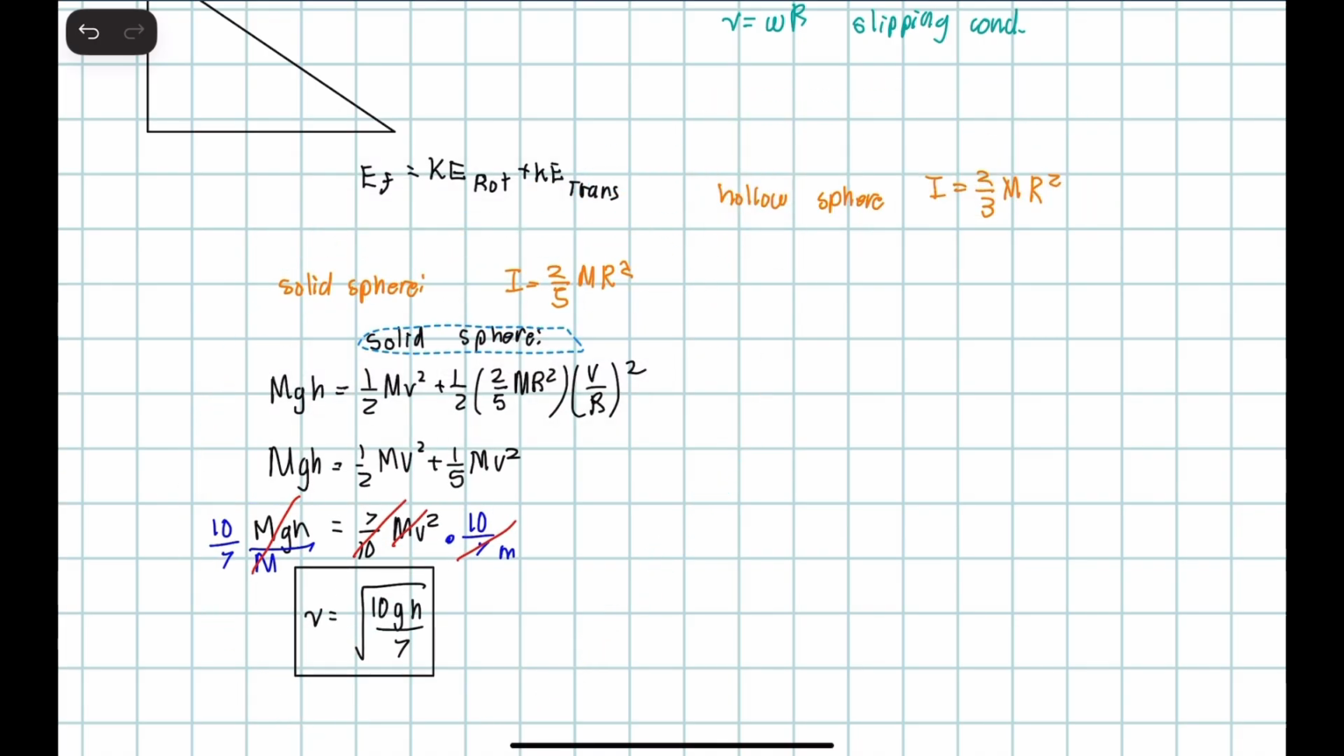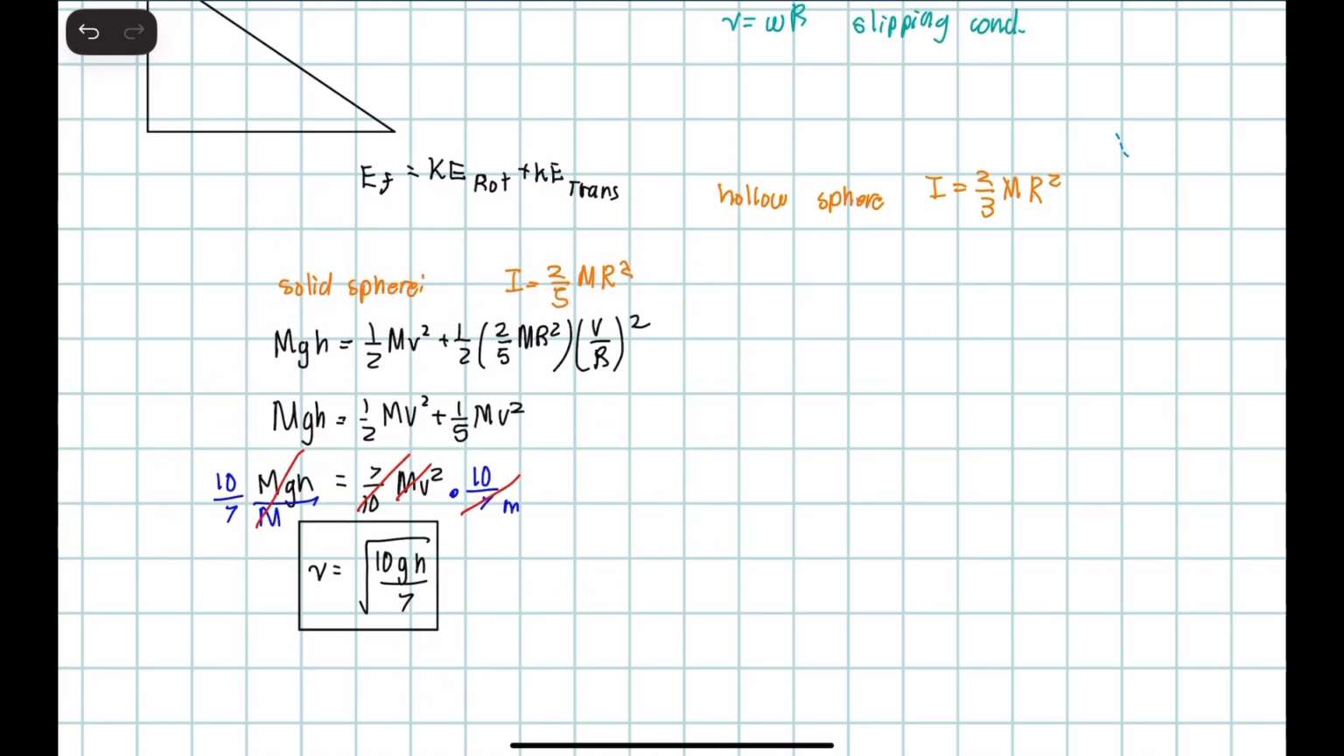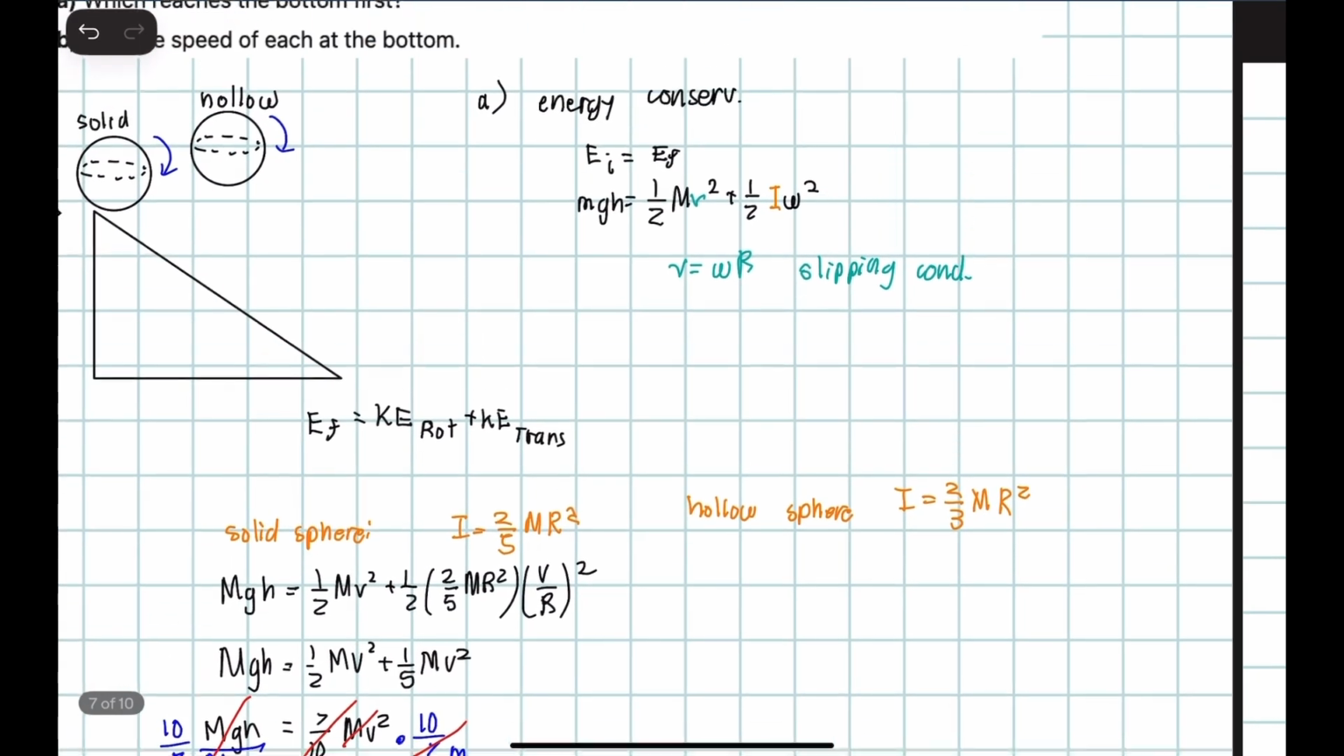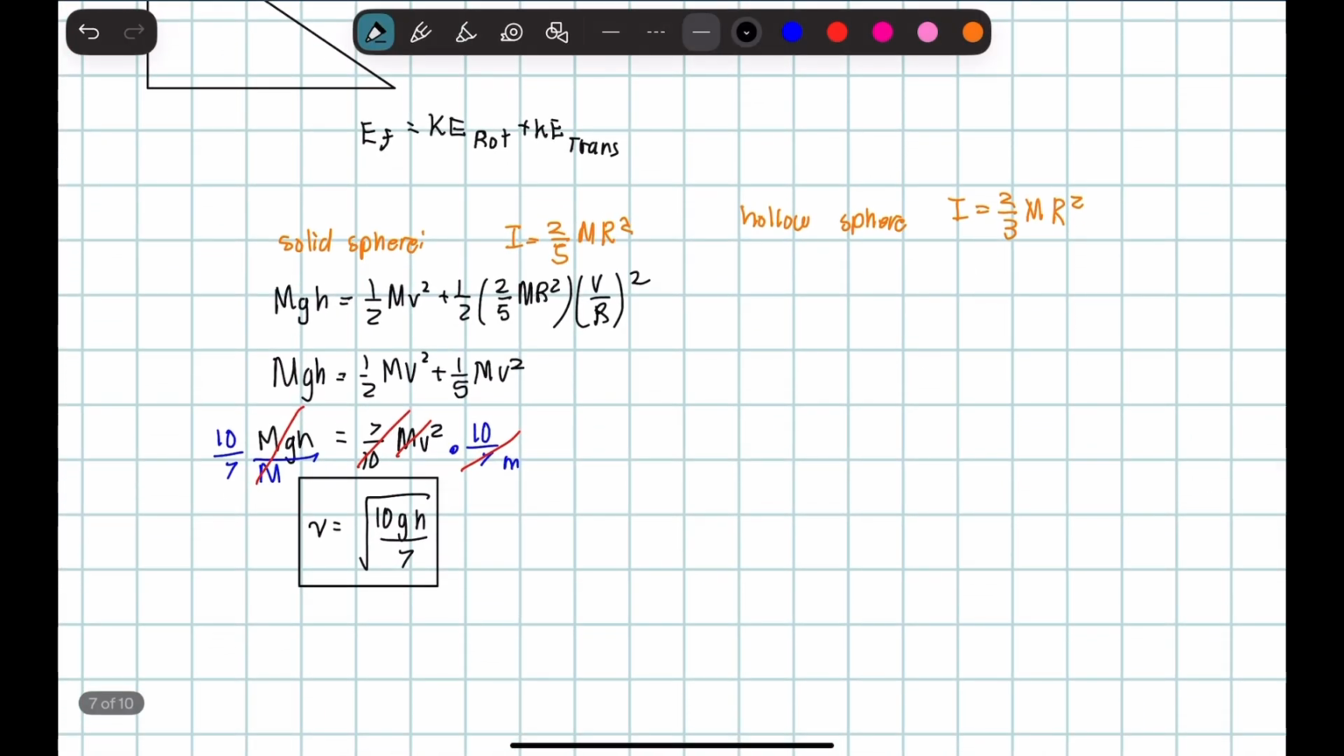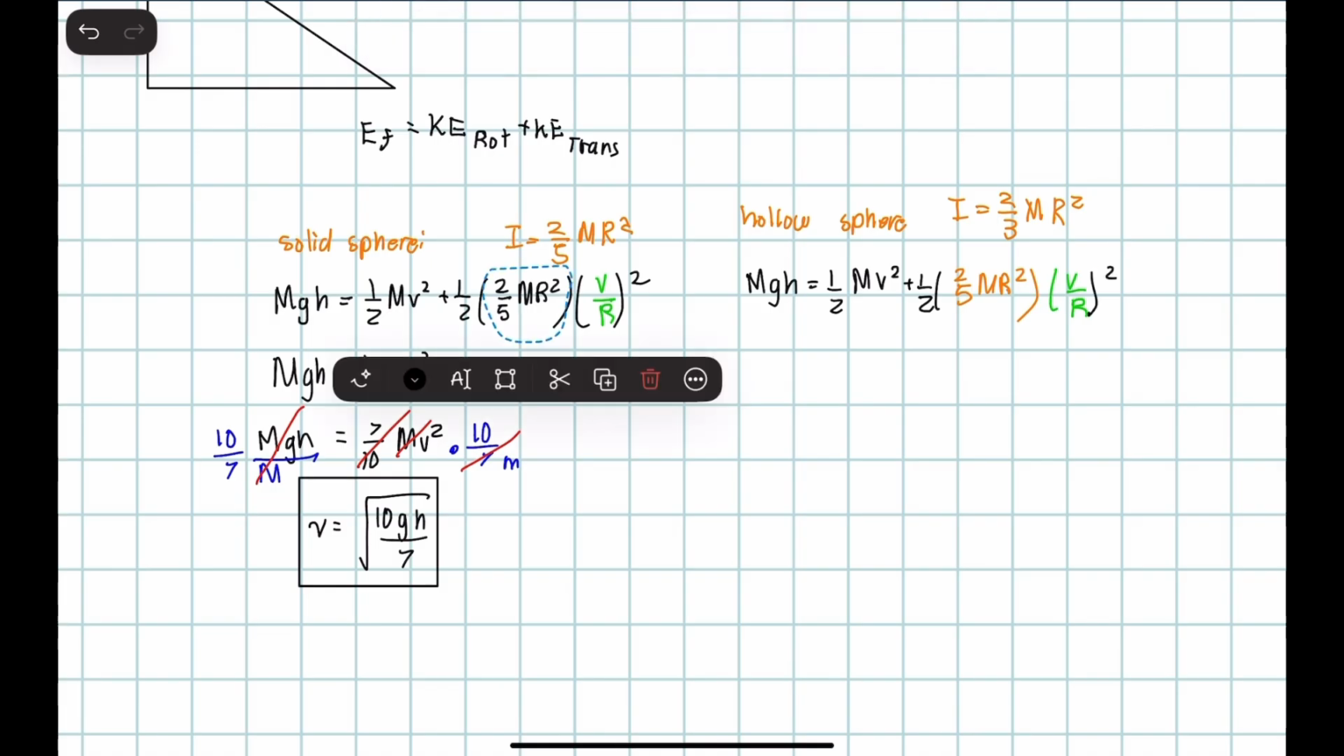It's for the solid sphere. Let me save the equation. Now for the hollow sphere, on the other hand, it's the same thing, just plug in the different moment of inertia. mgh is 1/2 of mv squared plus 1/2 times 2/3 mr squared times (v over r) squared. Might as well make that green too, and make this orange as well.